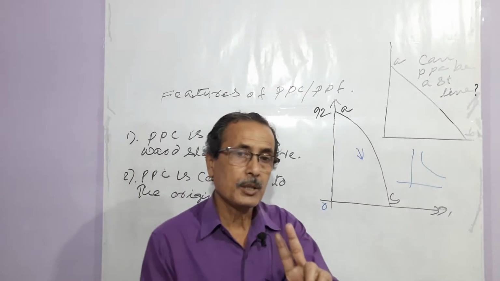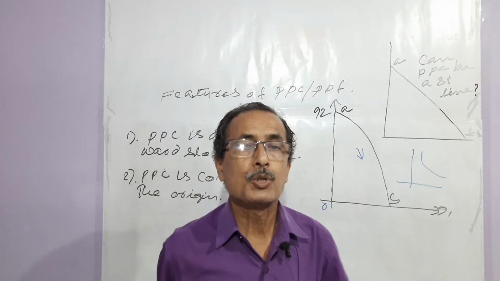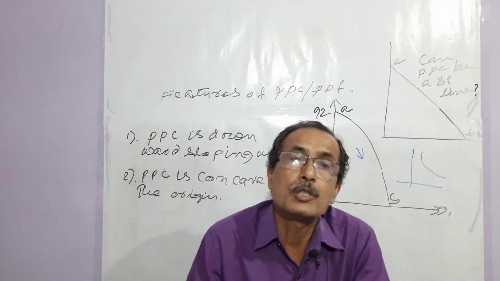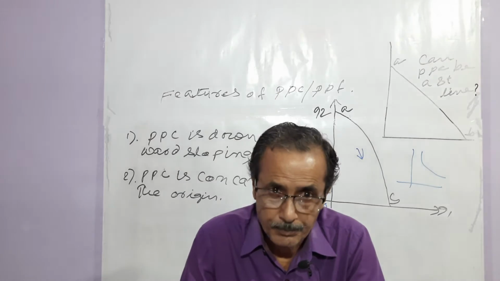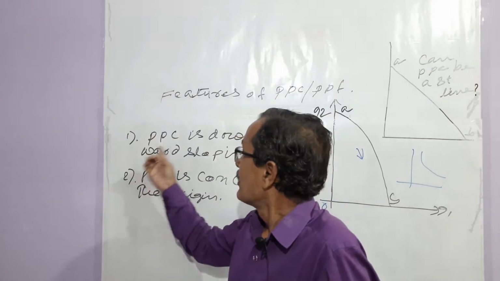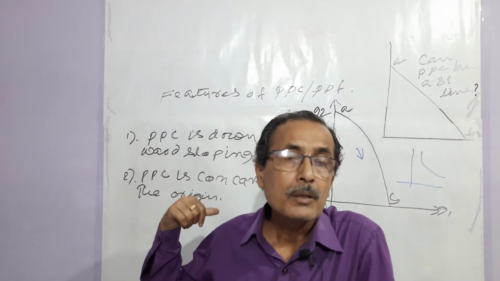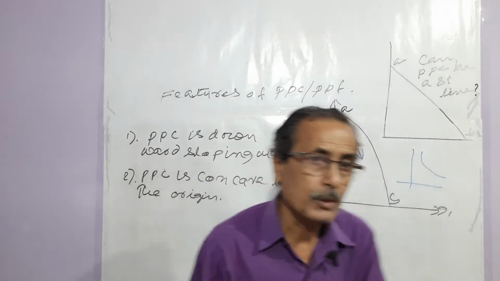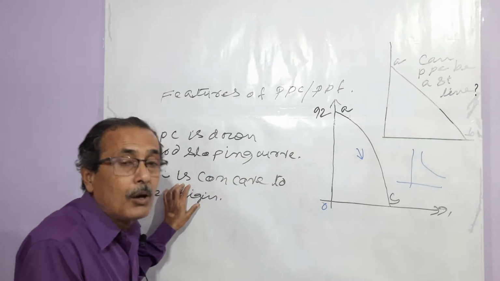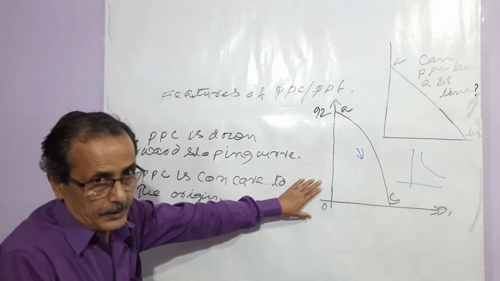So these two features are there. Now if I ask what are the features of PPC or PPF, explain, you can simply explain it. Two features. First, PPC is downward sloping. Second, it is concave to the origin. These two points I have explained.